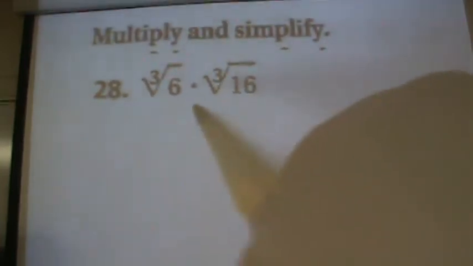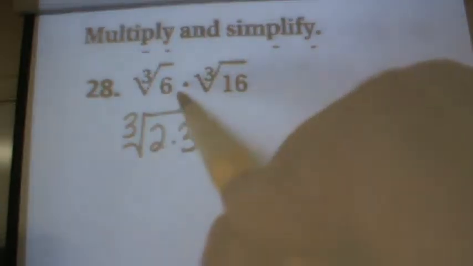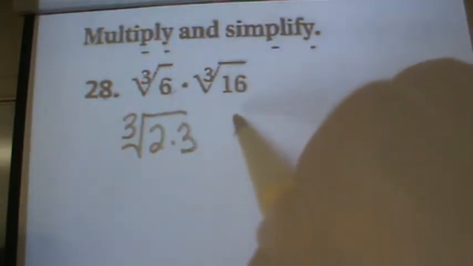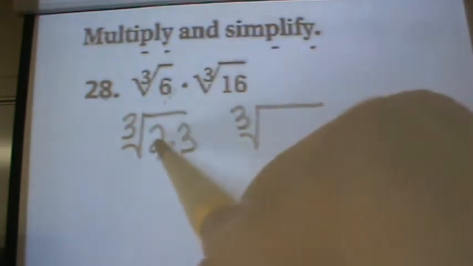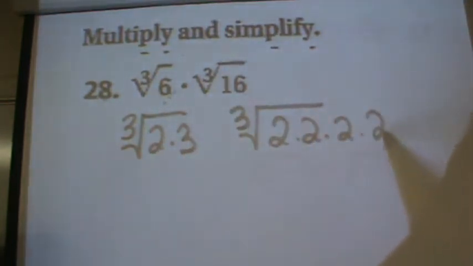Okay, 28. All right, now we're multiplying. If the indexes are the same, can you steal from the one radical to make a set? Absolutely. Yes. 6 is 2 times 3. Now, some people in class want to multiply these two numbers together. You can do that, but what you're going to get is a number that you have to break down anyway. So you might as well start here. 6 is 2 times 3, and 16 is 2 times 2 times 2 times 2.